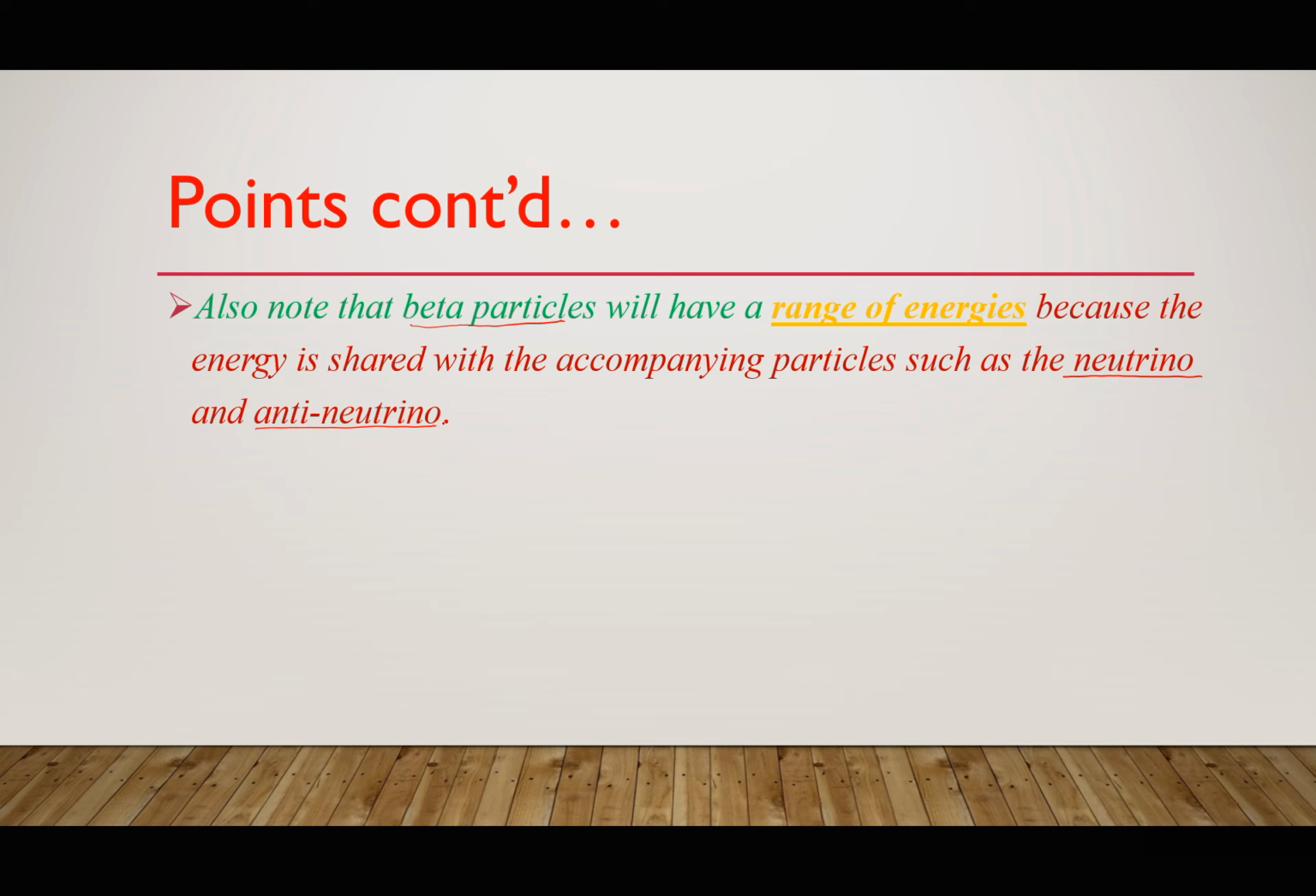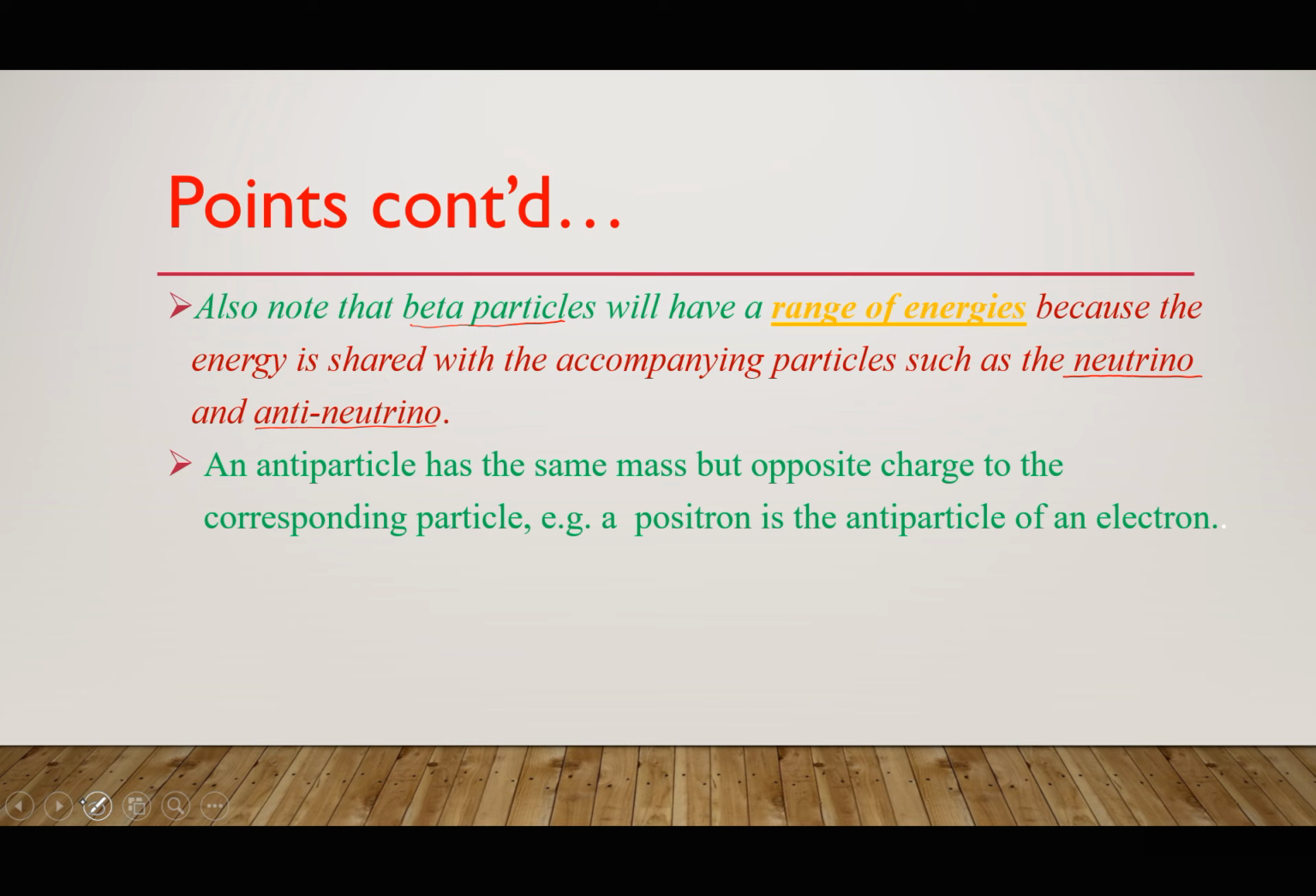Not all the energy goes to the products, as we saw with alpha particle decay. Here, some of the energy is taken by the accompanying particles, which we did not expect, such as the neutrinos and antineutrino. One important thing you need to note: the antineutrino is the antiparticle of the neutrino. An antiparticle always has the same mass but opposite charge to the corresponding particle. For example, a positron is positive and an electron is negative. So a positron is the antiparticle of an electron. After all, the positron is a positive electron.